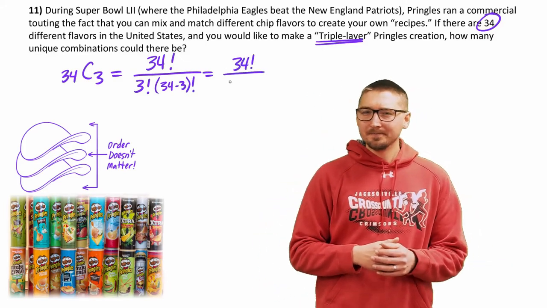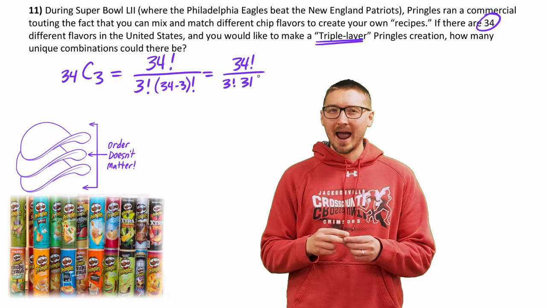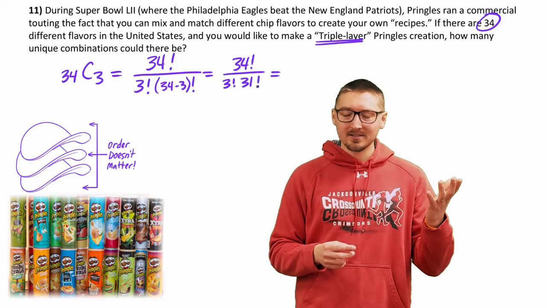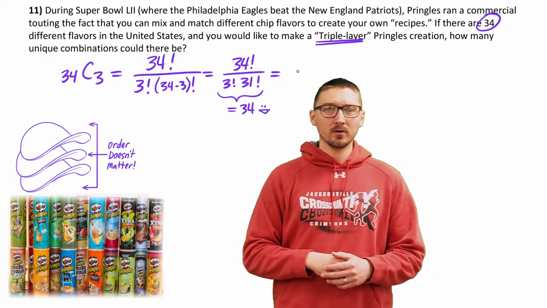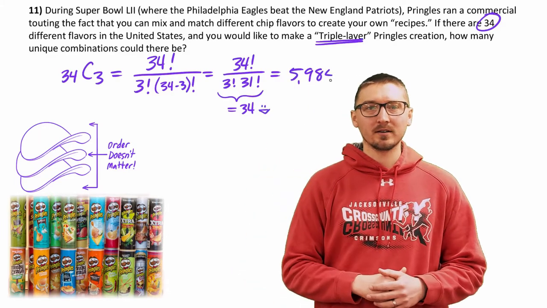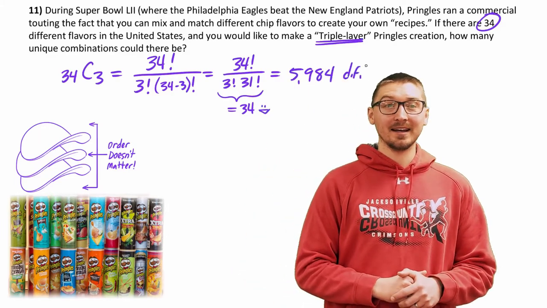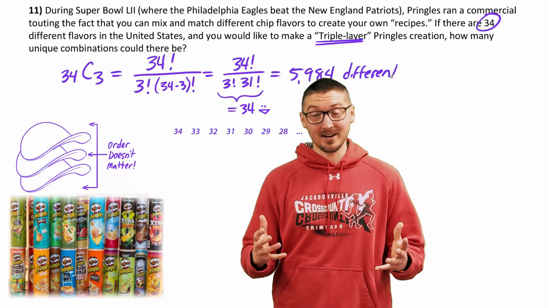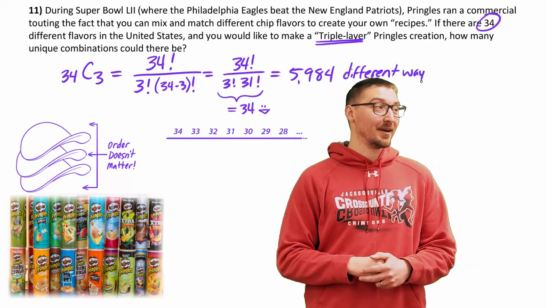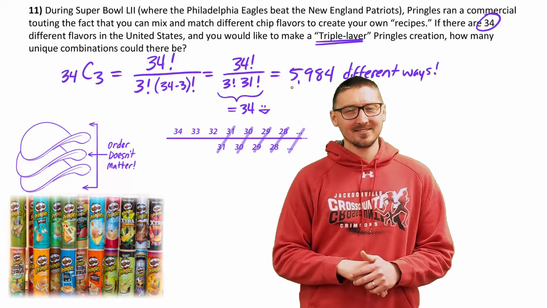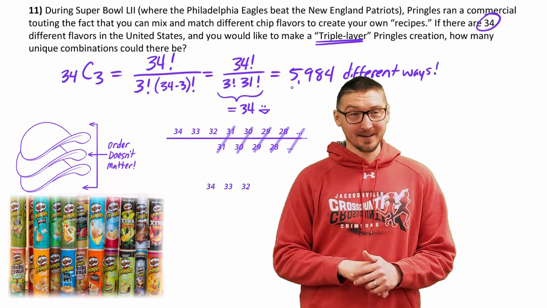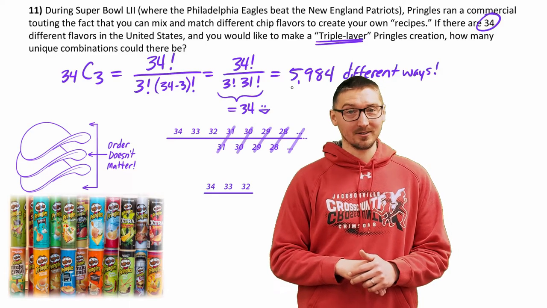You'll notice on the bottom, these numbers always end up adding to what the top is. That's a nice little handy way to remember how combinations work. So 34 factorial over 3 factorial times 31 factorial is 5,984 different Pringles combinations. So somebody needs to make a recipe book for this, because that would be glorious. Some of them probably would not be very good. I would imagine many of them are not good.